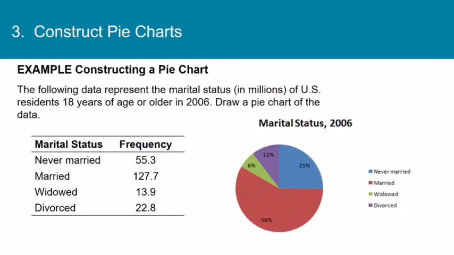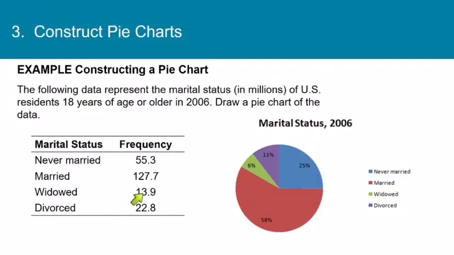So here is an example of a pie chart. The following data represent the marital status in millions of U.S. residents 18 years of age or older in 2006. Draw a pie chart of the data. Now you can see that we already have the pie chart here, so we won't really be drawing it ourselves, but we're just going to do all the calculations that would be necessary to draw one ourselves.